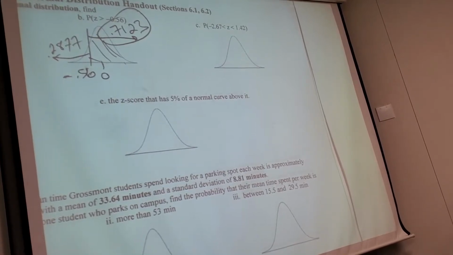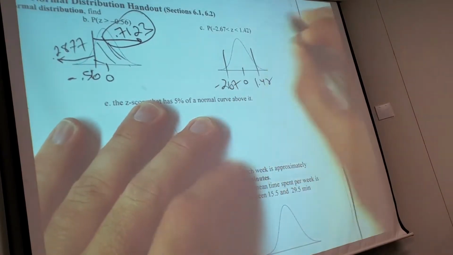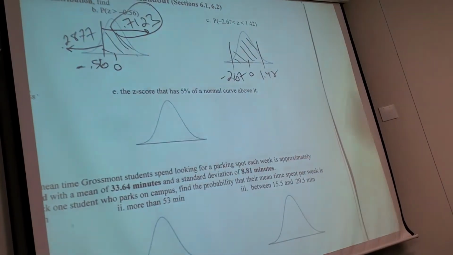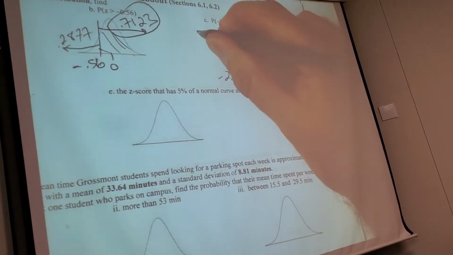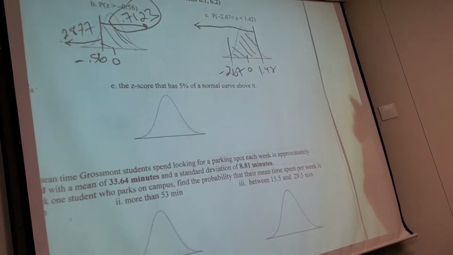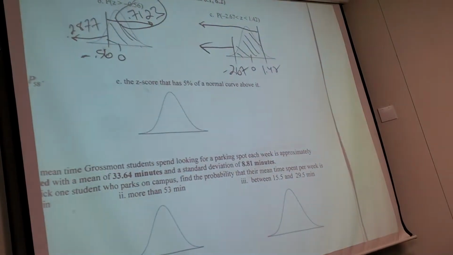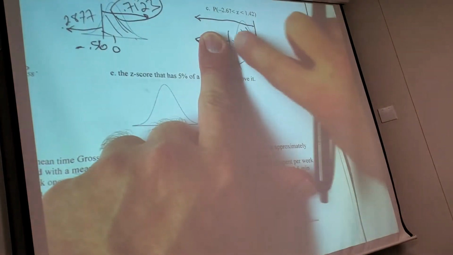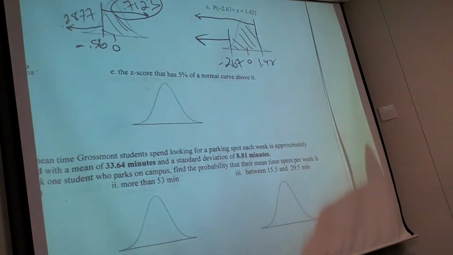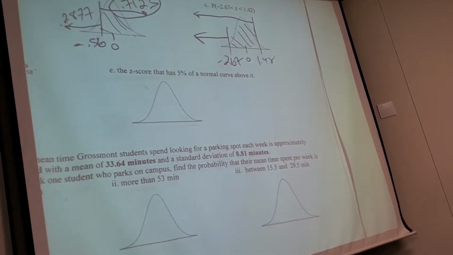So in this problem, there's 0, there's 1.42, there's negative 2.67, and I want the area between. If I look up 1.42, is that too much area or not enough area? Too much. Exactly how much too much? This much too much. So of course I'm going to subtract those areas, because if I subtract this much off, I'm going to be left with just this much here. It makes complete physical sense.